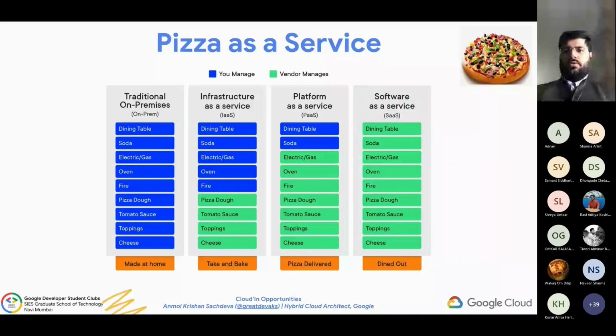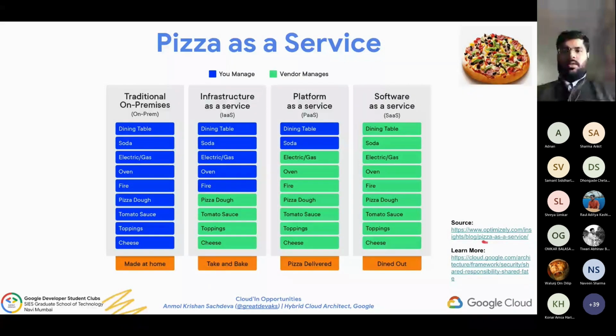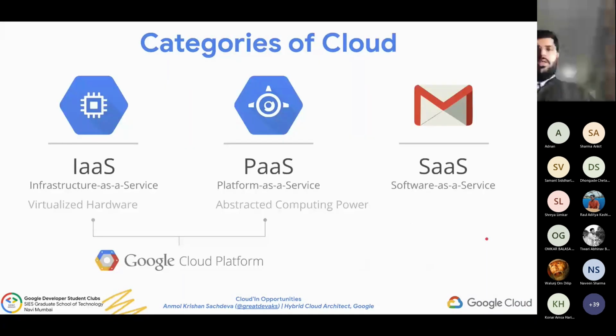So for the sources for this, there is a Google Cloud article that you can check out, and this diagram has been taken from a website called Optimizely. So at a broad level, the categories of cloud from a Google Cloud Platform perspective, most of the services that you will find will be infrastructure as a service and platform as a service.